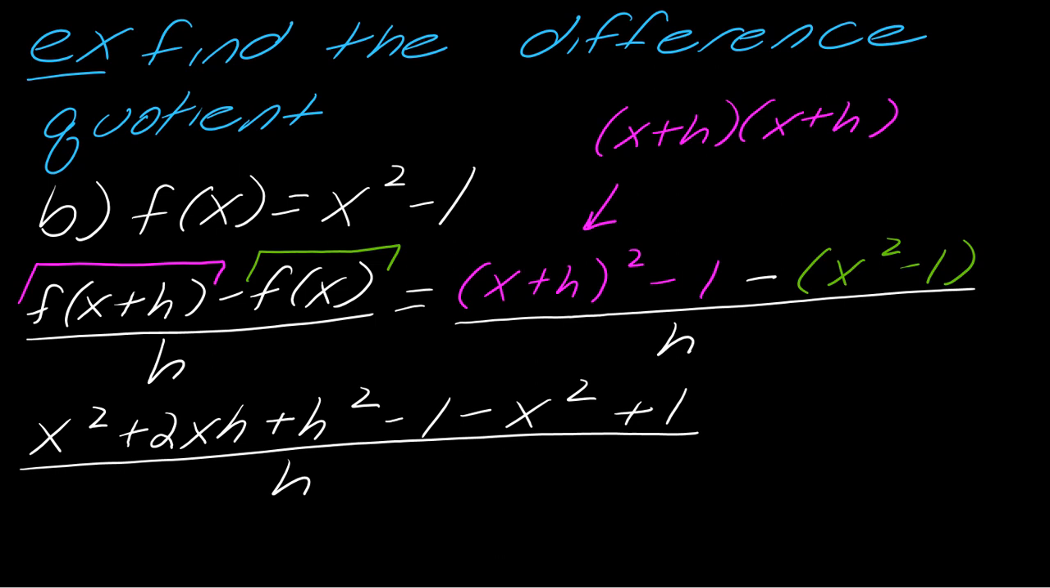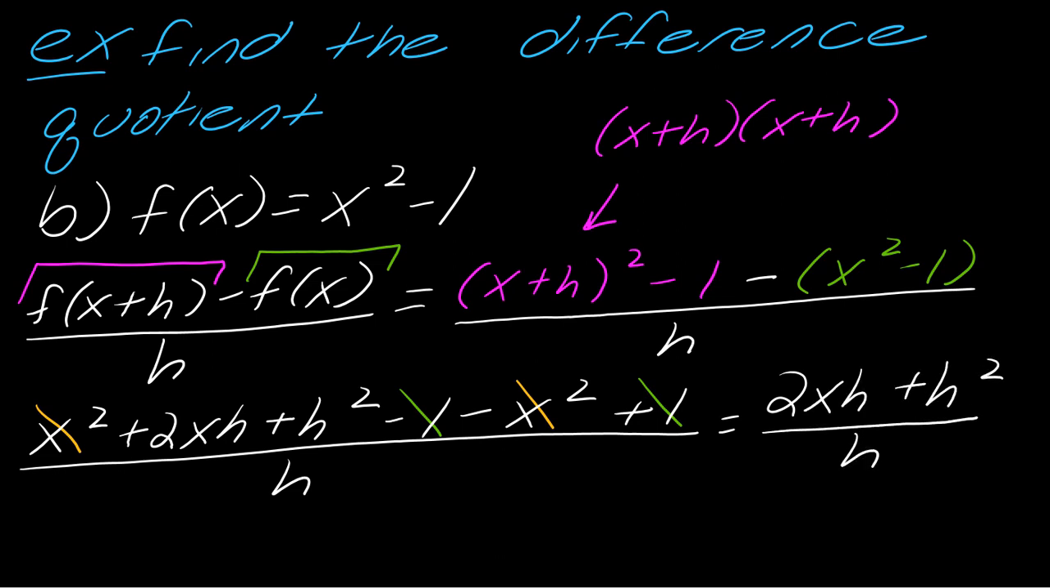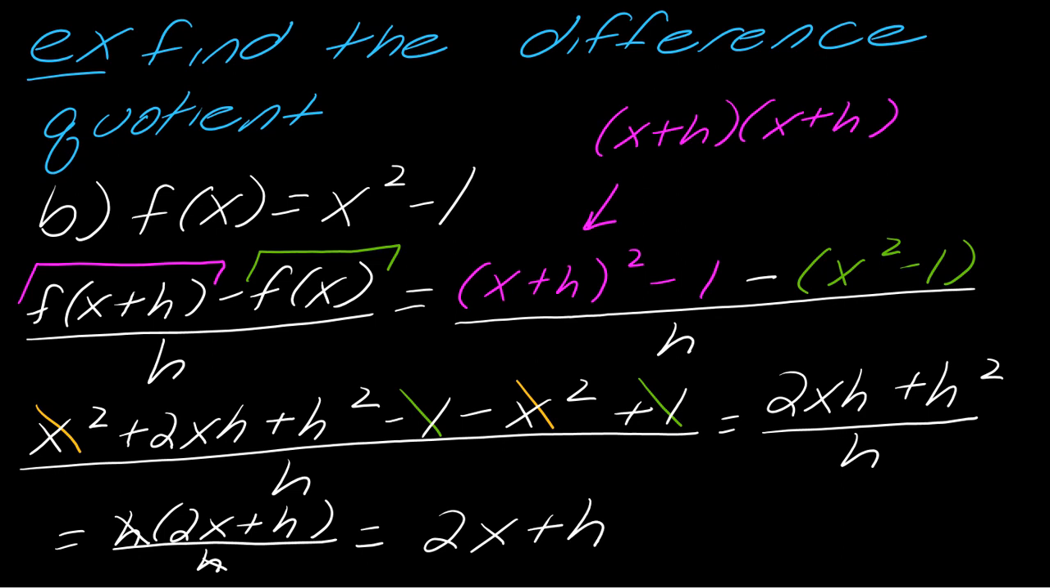Okay, now the next thing is, what can I cancel out? So these x squareds cancel out, and also these 1's cancel out. So my difference quotient now is just 2xh plus h squared over h. To simplify this a little bit farther, I'm going to factor h out of the top, which is my preferred way to cancel things, because now I can see that these h's cancel. And so my difference quotient will be 2x plus h.